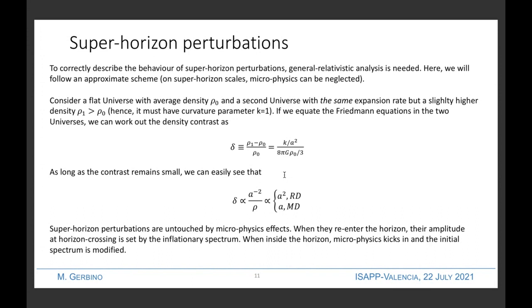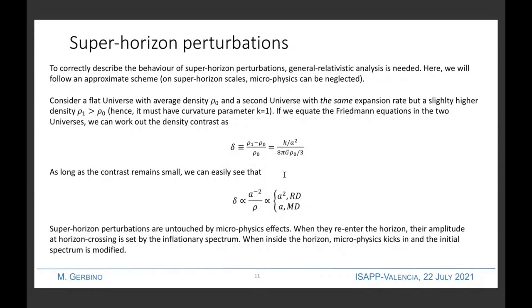So if rho one is a bit larger than rho zero, we can think of this second universe as a universe with a positive curvature parameter, because on top of this we want to impose that these two universes have the very same expansion rate. So the Friedmann equation that tells us H in these two universes has to be the same. We want the expansion rate to be the same.